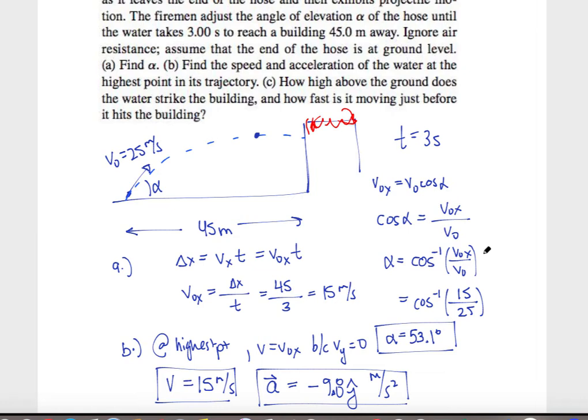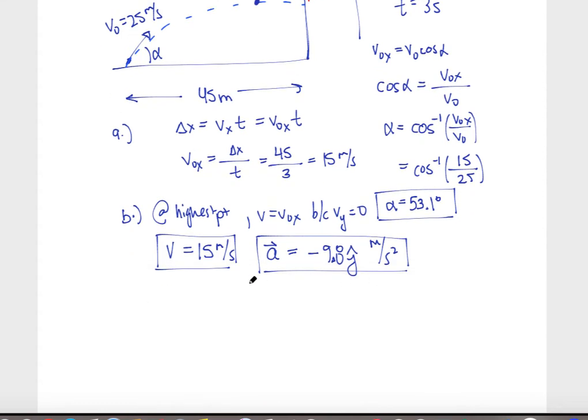So part C says, how high above the ground does the water strike the building, and how fast is it moving just before it hits the building? In order to figure out how high it hits the building, I can just use my second kinematic equation for the y direction. So y equals y naught plus v naught y times t plus 1/2 ay t squared. One thing that's missing is we do not know v naught y at this instant. So we need to find v naught y.